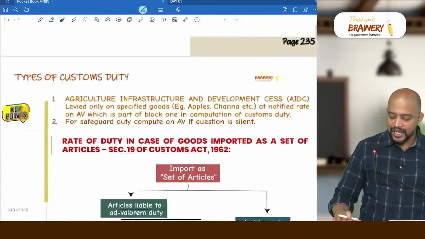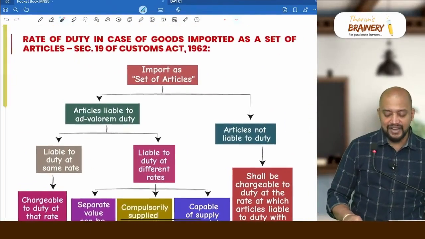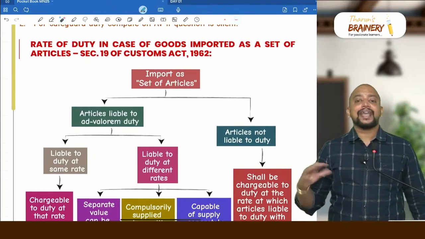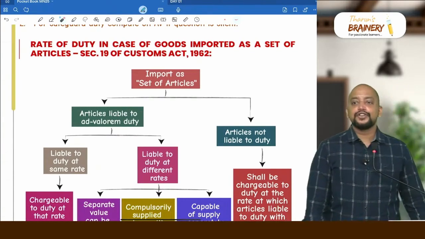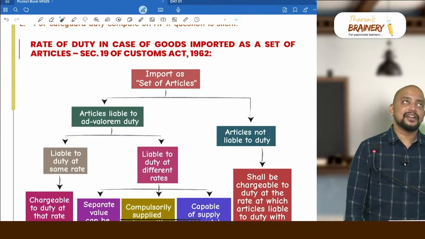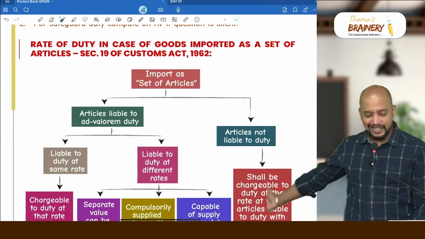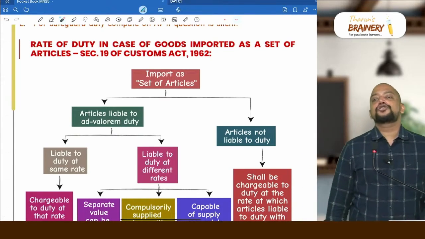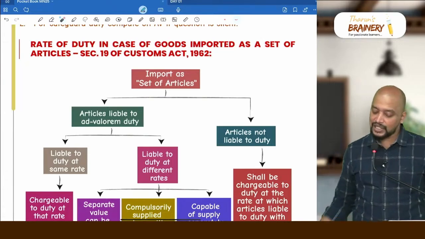So we are importing multiple articles, and when we are importing a set of articles like a package, frequently bought together, like that. When you are buying one product on Amazon, it will say frequently bought together. So we will combine it and import it as a package. What should be taken as the rate? This is similar to our composite supply, mixed supply, which is there in GST.